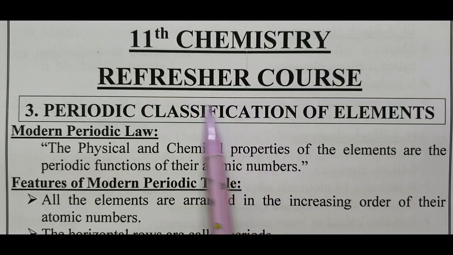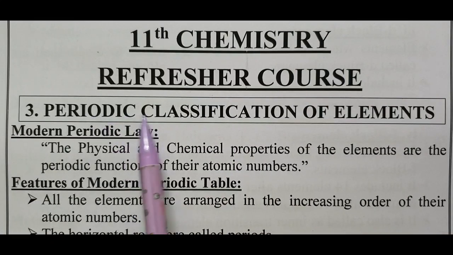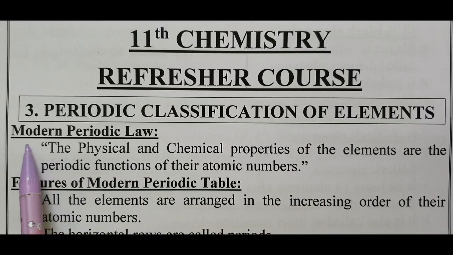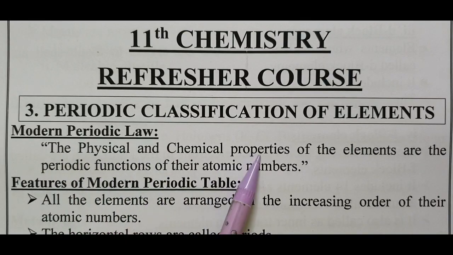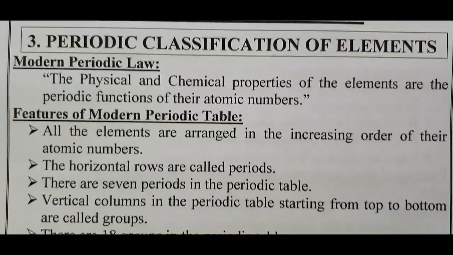11th Chemistry Refresher Course, Number 3: Periodic Classification of Elements. We are going to discuss first Modern Periodic Law. The physical and chemical properties of the elements are the periodic function of their atomic number. In Mendeleev's periodic law, it is atomic mass, but in modern periodic law, it is atomic numbers. What are the features of the modern periodic table?